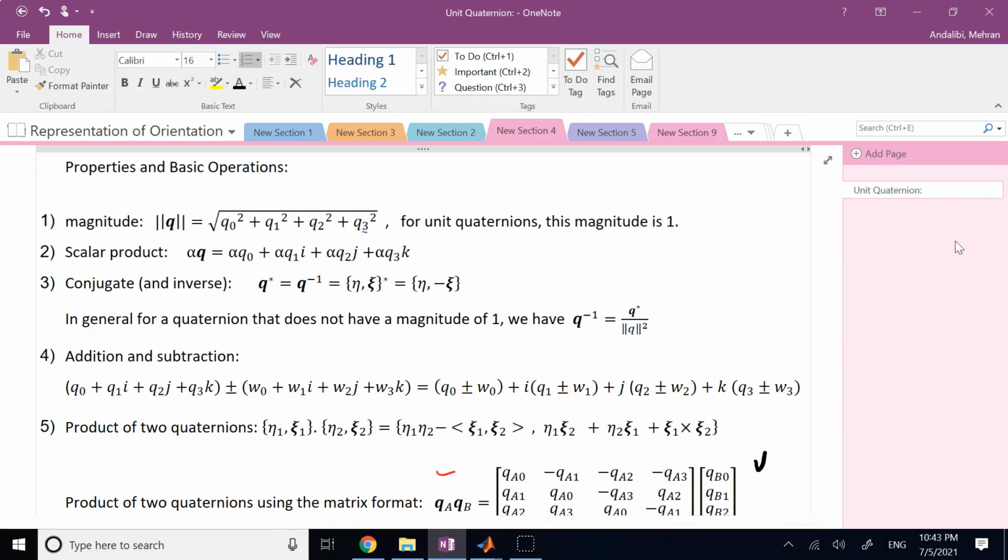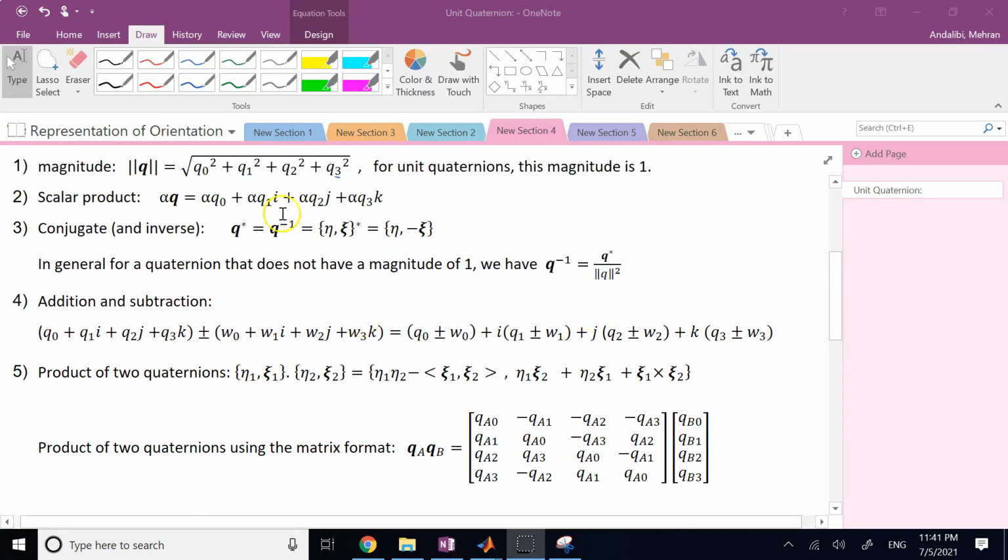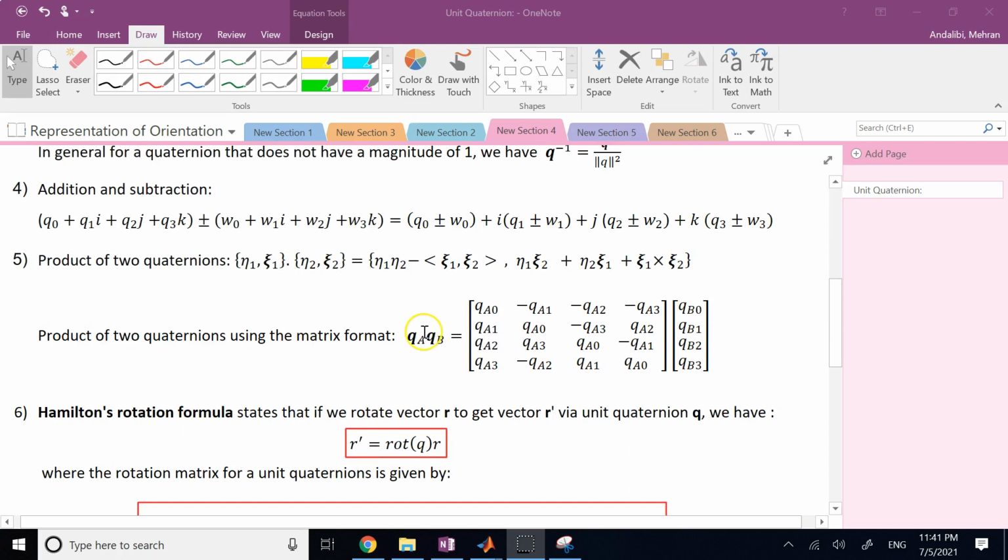Okay, so this is the general definition of inverse. We talked about all of that. One terminology here: when you put this Q_A into this matrix format to use it for multiplication, it's called the matrix format of the quaternion. So you can always show quaternions as a 4x4 matrix for different applications. This is the matrix version of Q_A.